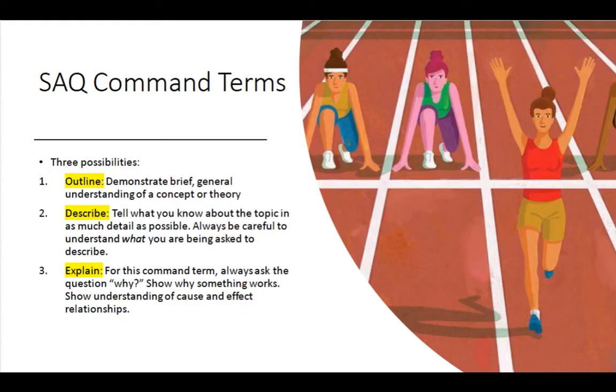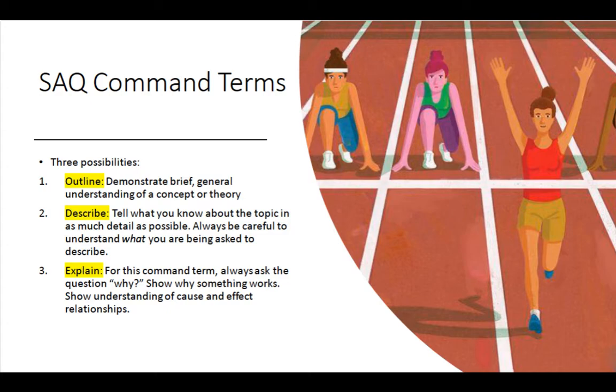To go over the SAQ command terms again, we have gone over this, but like I said, I want to refresh your memory about it and also focus on how this would look in the cognitive approach. There are three command terms: outline, describe, and explain. For outline, you need to show a brief general understanding of the concept or theory. That basically means that if they're asking you about a theory or a model, you need to give a general gist of it.